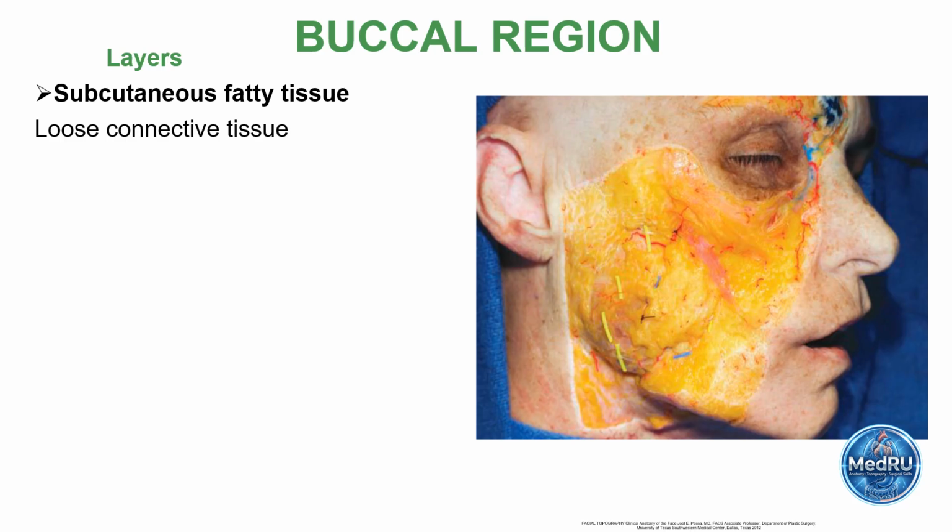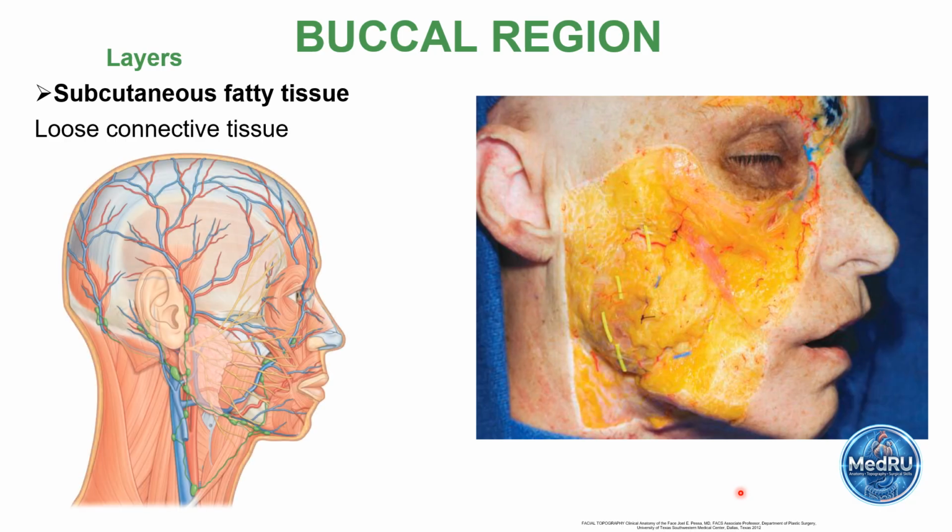Subcutaneous fatty tissue is loose connective tissue. Compared to other parts of the face, the subcutaneous fat tissue in the buccal region is particularly well developed. It is bounded by a thin facial plate. The superficial facial mimic muscles, blood vessels, and nerves lie in the subcutaneous layer.